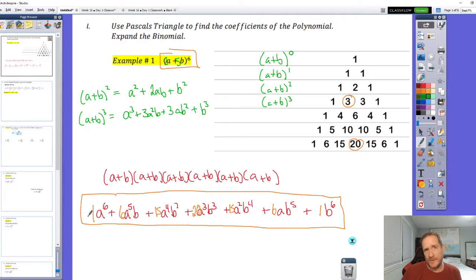2 to the 6th is what? 64? I think 64. But over here you'd have an extra factor of 2 to the 5th, 2 to the 4th, 2 cubed, and so on. So all your coefficients grow and change by the powers of the coefficients in the binomial. So suddenly your coefficients are not simply the coefficients from Pascal's triangle. They involve the coefficients from Pascal's triangle, but they also involve the coefficients of the original binomial. So things get hairier. Anyway, let's try another example.